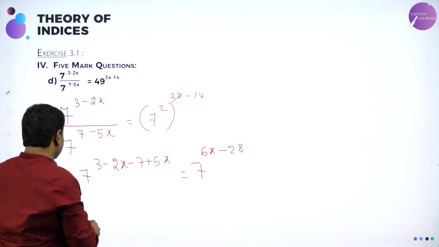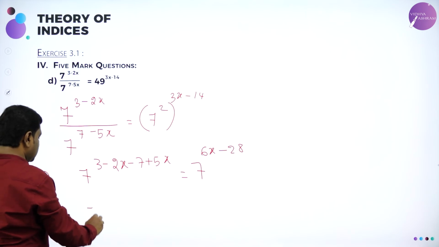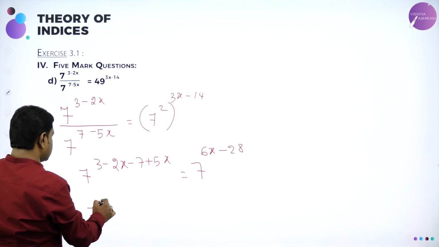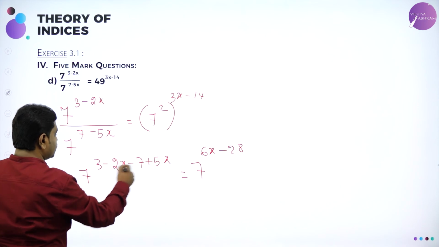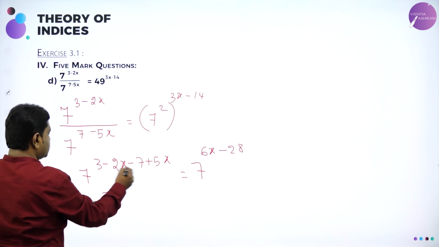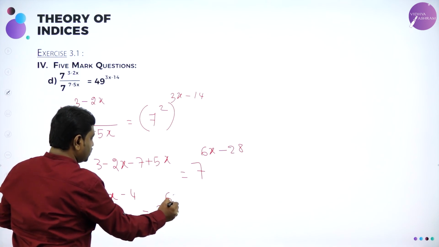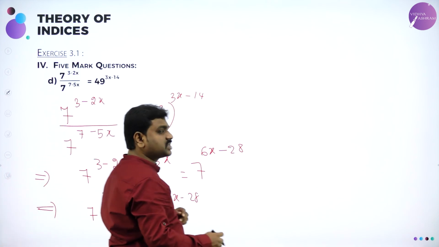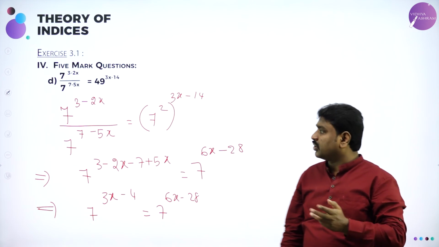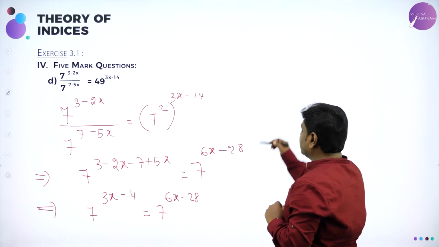Now bases are same. First we'll simplify as much as possible. So now 3 minus 7 is minus 4. 5x minus 2x is 3x. And this will become 7 power 3x minus 4. And here 6x minus 28. So now you can see bases are same. If bases are same, you can equate what? Powers. So equate the powers.